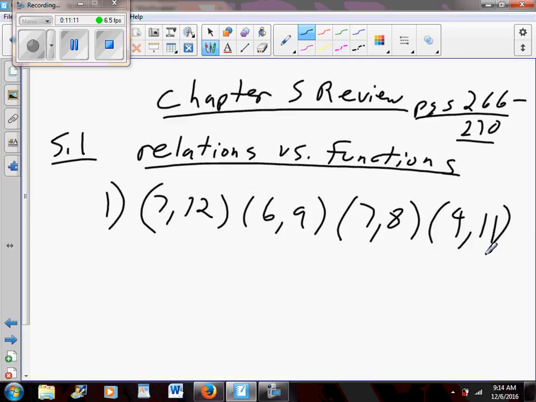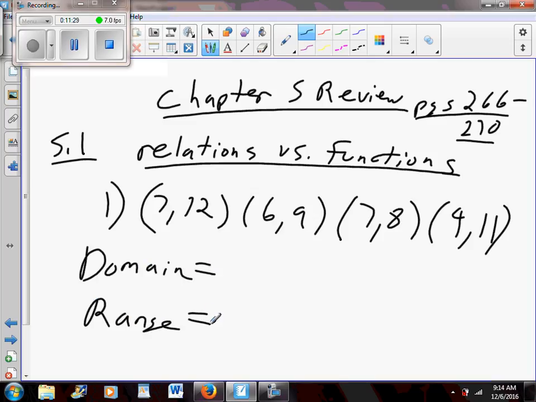Remember, the domain means all the first elements of these ordered pairs, the range are the second elements. Regarding the domain, let's describe the domain, then let's describe the range. And remember, when you're describing domains and ranges, you have to keep the numbers in order. What are the elements of the domain? 7, 6, 7, and 4. If I were to order these, I would say 4, 6, and then just write 7 once.